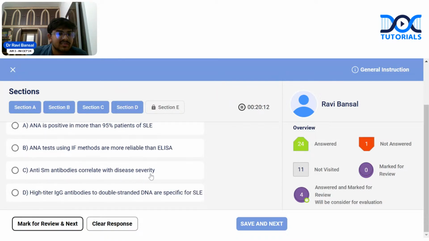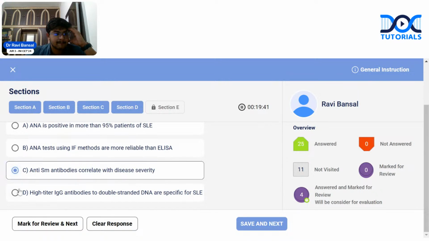Anti-Smith antibody correlates with disease severity. This is right? High titer IgG antibody to double stranded DNA is specific for SLE. Yes, anti-Smith and anti-double stranded DNA antibodies are specific for SLE. ANA is more sensitive. So this is correct. ANA is positive in 95% of SLE. ANA test using IF method is more reliable than ELISA. This is correct. Anti-Smith is the most specific antibody of SLE, but this does not correlate with disease severity. And high titer IgG double stranded DNA is specific for SLE. So take A, B, D options as correct.